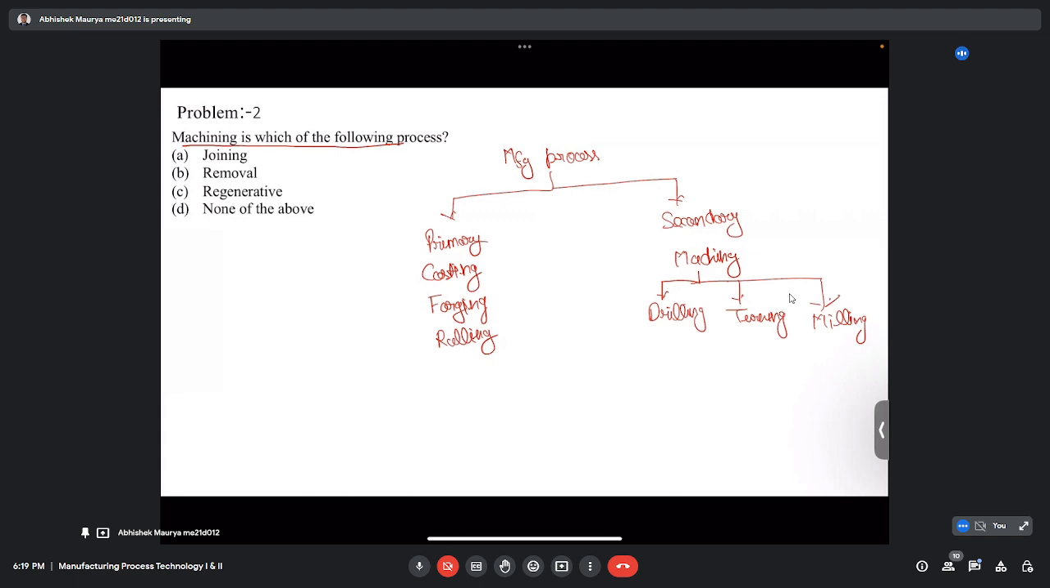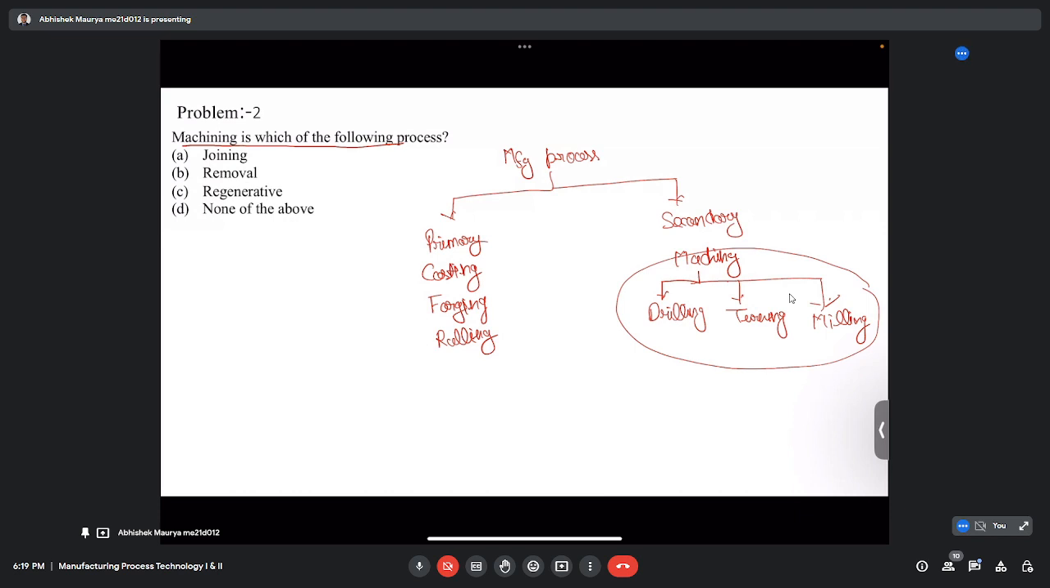So these are the secondary processes, and machining also has two types, conventional and non-conventional. So these are the examples of conventional machining. So what is the difference between machining and other processes?